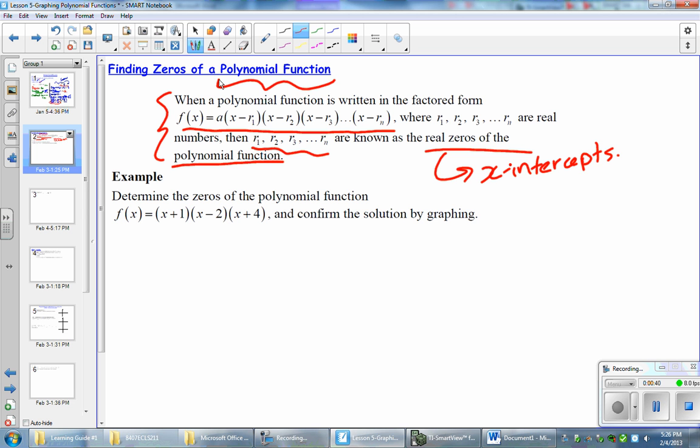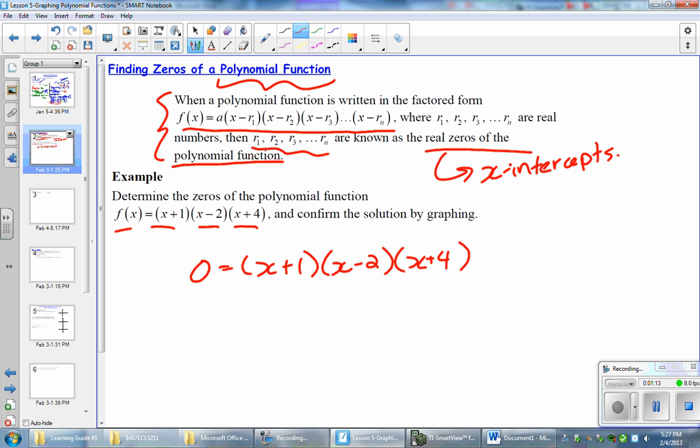So let's jump right into an example here. It says determine the zeros of the polynomial function f of x is equal to x plus 1 times x minus 2 times x plus 4 and confirm your solution by graphing. So if we take a look at our function here, it's already in factored form. So to find the zeros, we simply make the function equal to 0 and solve for x. So 0 is equal to x plus 1 times x minus 2 times x plus 4.